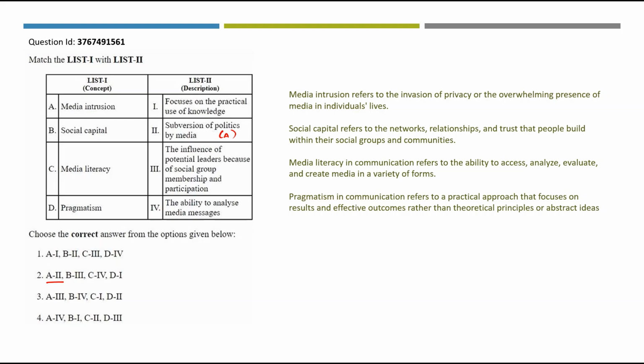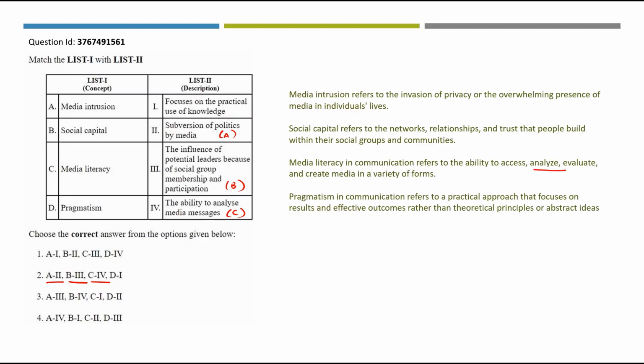Let's get into social capital. This is the influence of potential leaders because of social group membership and participation. B will be mapping to 3. What about media literacy? It is the ability to access, analyze, evaluate and create media. So here we can equate it to the ability to analyze media messages. So we can pick this keyword here. So C will be mapping to 4.